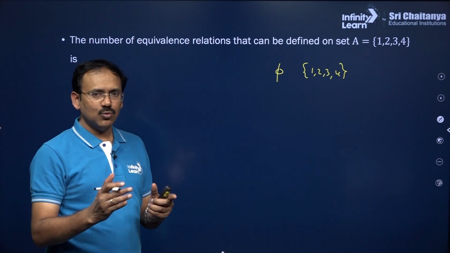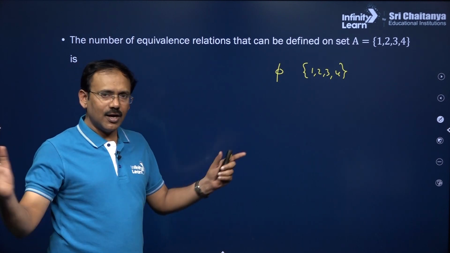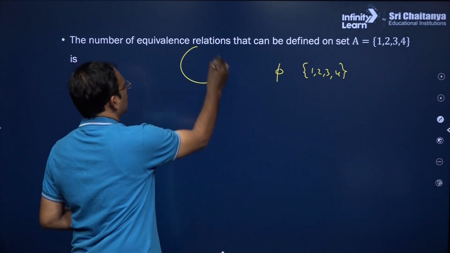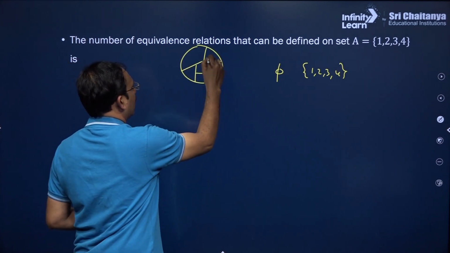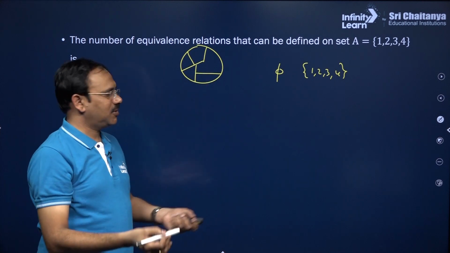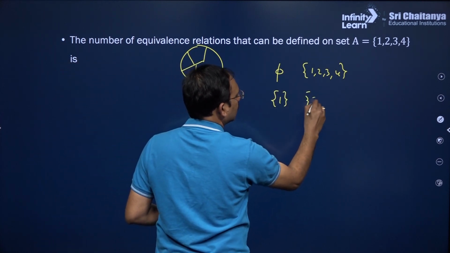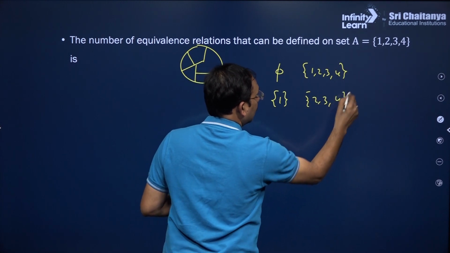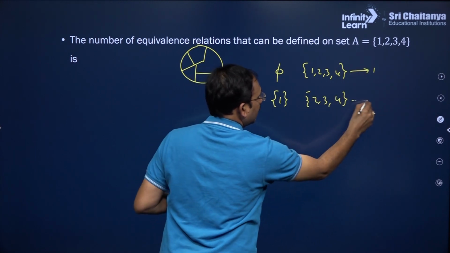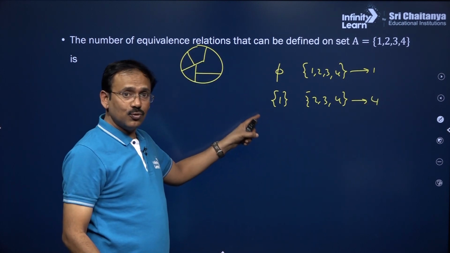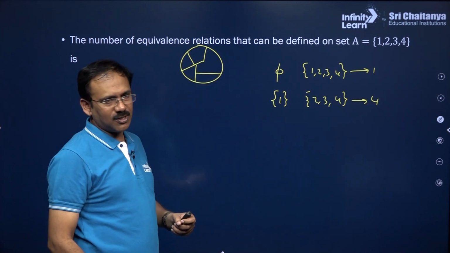No two are joined, that means any two parts should be disjoint and the union of all those should be the total set. That is called a partition. Partition means splitting this into a number of parts like this. This is one partition. You can put singletons 1 here, 2, 3, 4 here. This kind will be, my dear friends, 4, because you can put here 1, 2, 3, 4, 4 such possibilities.